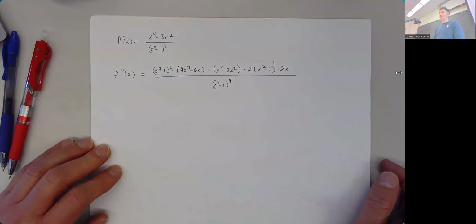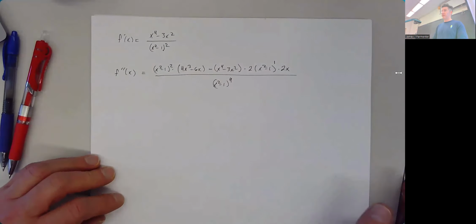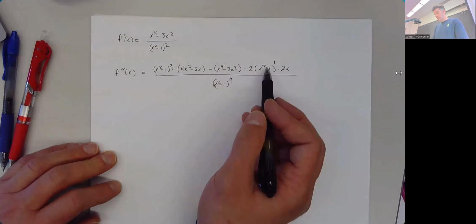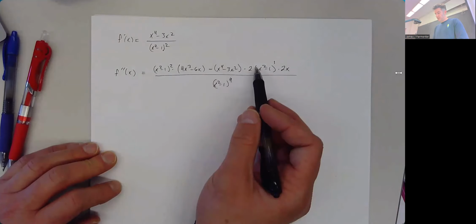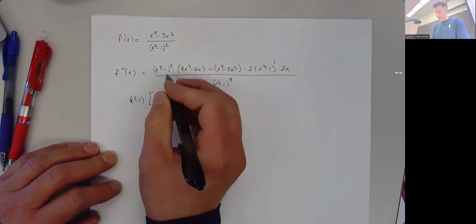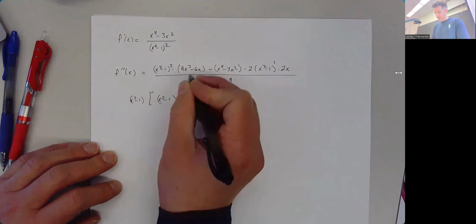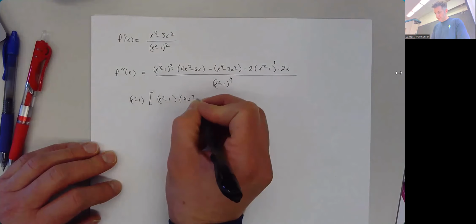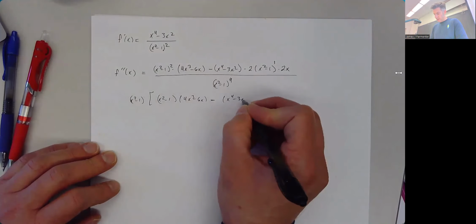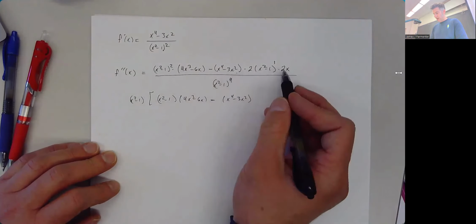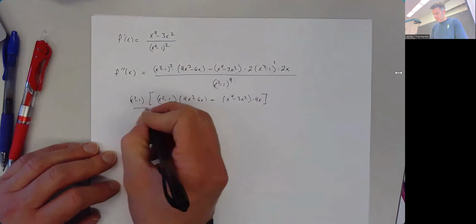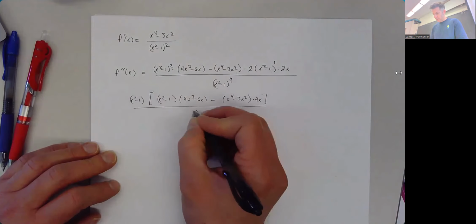That's the problem with these quotient ones: usually all the work for the second derivative gets pretty gross. But it's not impossible. So we're going to factor out an x squared minus 1. And then we're left with an x squared minus 1 times the 4x cubed minus 6x, minus an x to the 4th minus 3x squared times a 2 times a 2x, all divided by x squared minus 1 to the 4th.